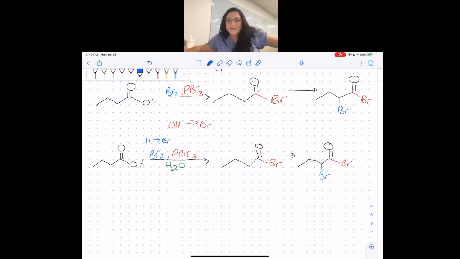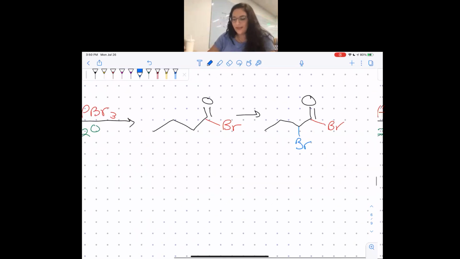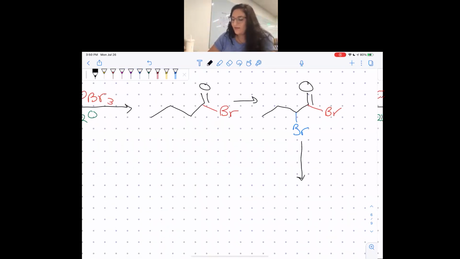Yes, it attacks the carbonyl carbon. Okay, so this is a chapter 17 problem now, right? So we have H2O as our nucleophile, and this is our leaving group. We get rid of a hydrogen. And so now the Br here stays exactly the same, but we switched that red Br for an OH.